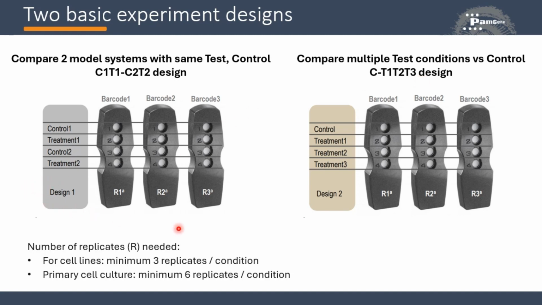You can see here that these are the replicates. Each replicate is on a different chip. In this experiment, there are three replicates. For experiments with cell lines, minimum 3 replicates are needed per condition. But if it is a primary cell culture or patient sample, then we need minimum 6 replicates per condition because of the higher variation. So essentially one more PS12 run.